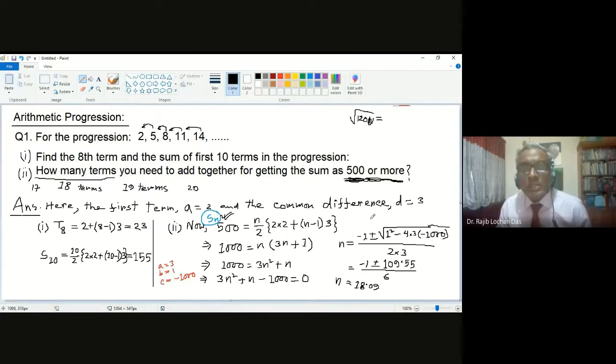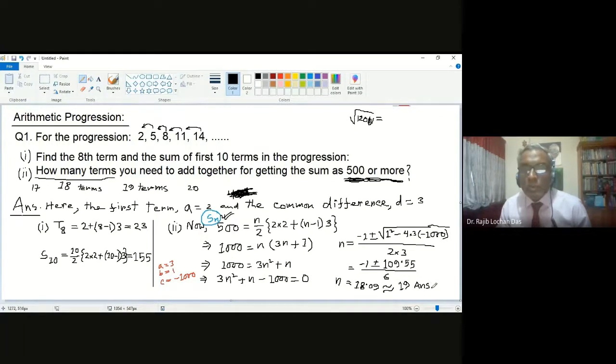If you take 18, that will be a little less than 500. Maybe 498, something like this. But this is wrong. We want 500 or more. So the answer will be 19, and then this is finished.